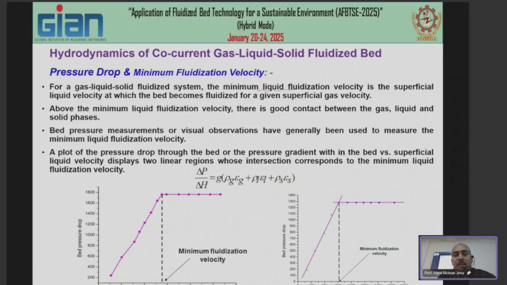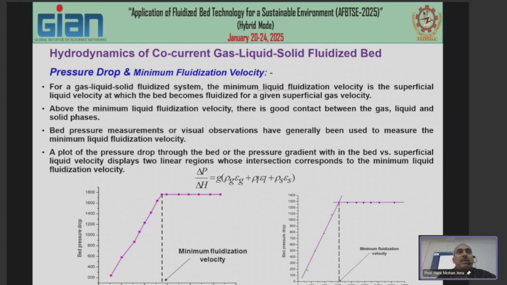Within the bed, the plot versus the superficial liquid velocity displays two linear regions whose intersection corresponds to the minimum liquid fluidization velocity. You can use visual observation. As you increase the liquid velocity through the bed, initially the bed is stationary, a fixed bed is there. Now the particles will start to move in the upward direction. That corresponding velocity is the liquid minimum fluidization velocity. That is visual observation, but from the pressure drop measurement also we can have that.